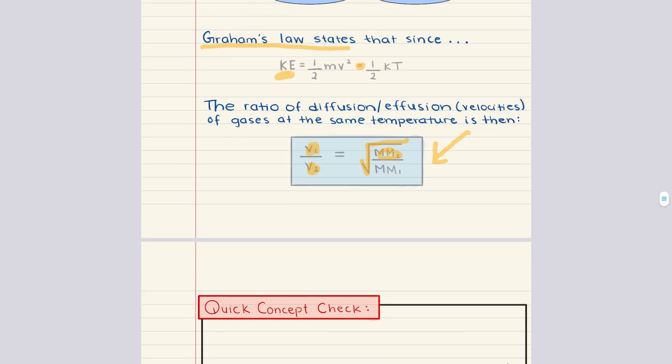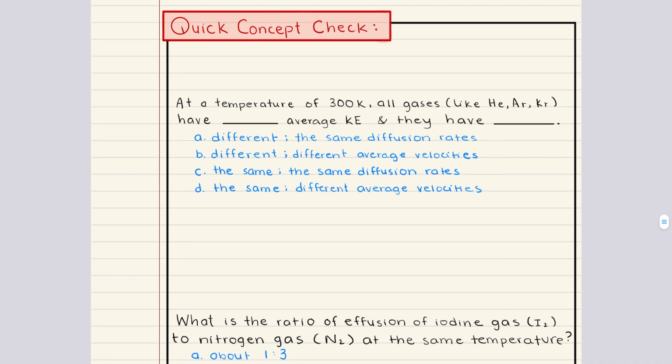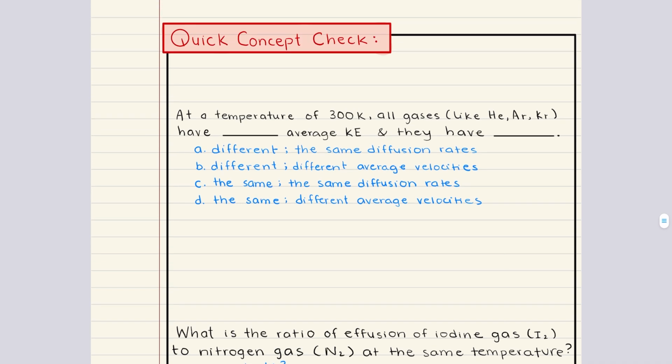Now let's take a moment or two to tackle a couple of practice problems. This first one says, at a temperature of 300 Kelvin, all gases like helium, argon, and so on, have blank average kinetic energy, and they have blank. Our answer choices are: different and the same diffusion rates, different and different average velocities, the same and the same diffusion rates, or the same and different average velocities.